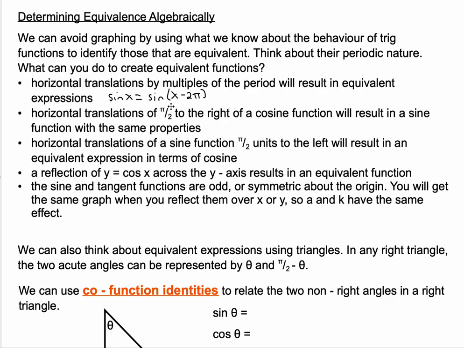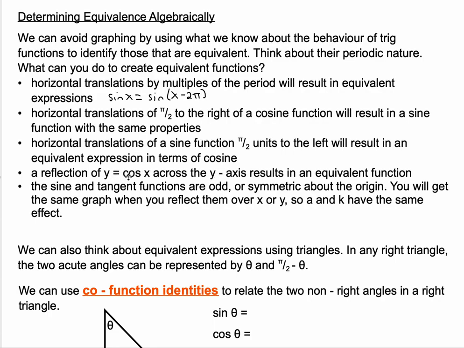Horizontal translations of pi by 2 to the right of a cosine function will give you sine. And we just looked at how moving sine to the left pi by 2 will give you cosine, which is just the opposite of what we just did. A horizontal translation of a sine function pi by 2 units left will give you the equivalent cosine expression. Those are the two that we just looked at with the graph.